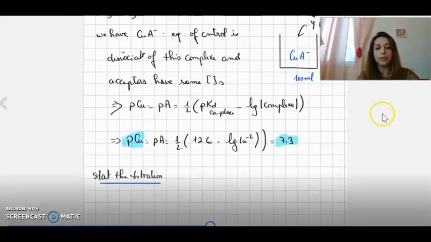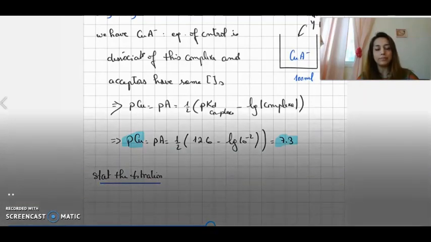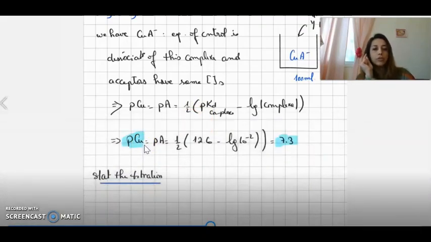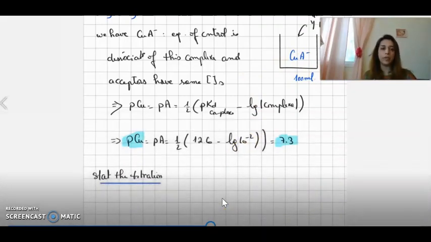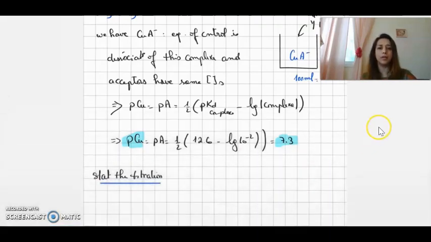Okay, so here we have to pay attention. If we calculate pCu from the concentration of Cu, which is 10^-2, meaning pCu equals 2, it's not correct, because Cu2+ reacts with A3-, forming the complex CuA-. Now after making the reaction in the beaker and getting the equilibrium and having CuA- in the medium, now I can start my titration.